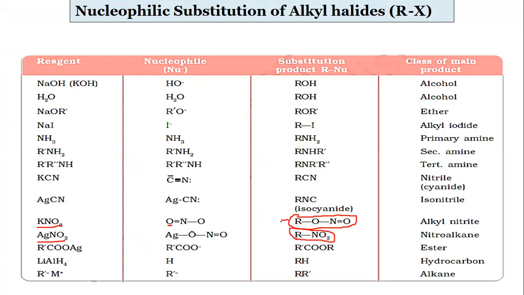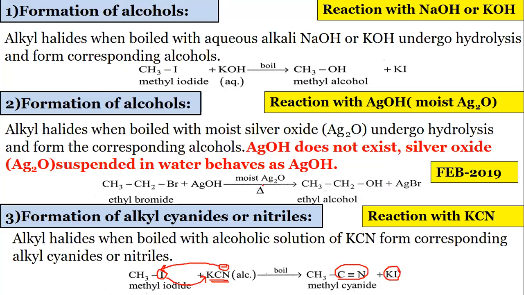This is the very important thing we have to remember. When AgCN is used, attack takes place with nitrogen, and when AgNO2 is used, attack also takes place with nitrogen, because nitrogen is free here. And if KCN is used, attack takes place through carbon, and when KNO2 is used, attack takes place through oxygen. This is very, very important, and 100% students get confused about whether AgCN or KCN is used.